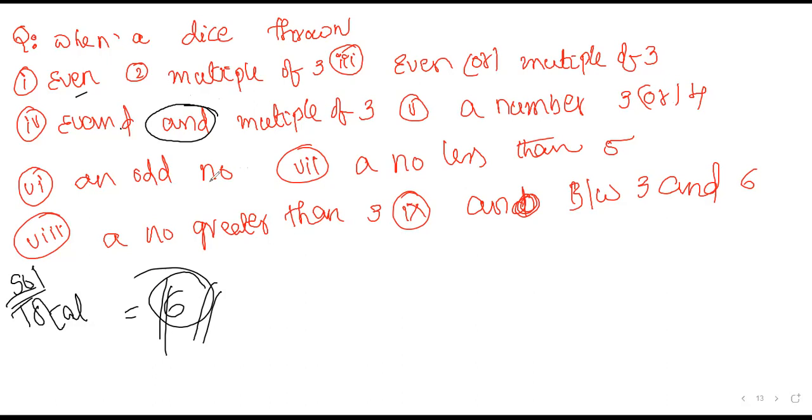Odd numbers are 1, 3, 5. So out of 6 possibilities we have only 3 possibilities. A number which is less than 5 means 1, 2, 3, 4. A number which is greater than 3 means 4, 5, 6. A number between 3 and 6 is only 4 and 5. So this is what we discussed.